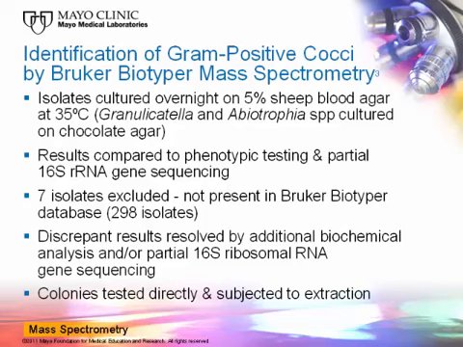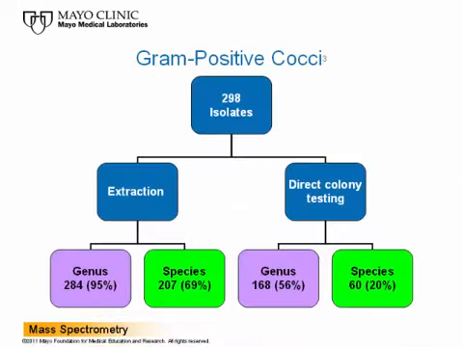7 isolates were excluded as they were not present in the Bruker Biotyper database, leaving 298 isolates. Discrepant results were resolved by additional biochemical analysis and/or partial 16S ribosomal RNA gene sequencing. Colonies were tested directly and subjected to extraction. 298 isolates were tested following extraction and by direct colony testing.